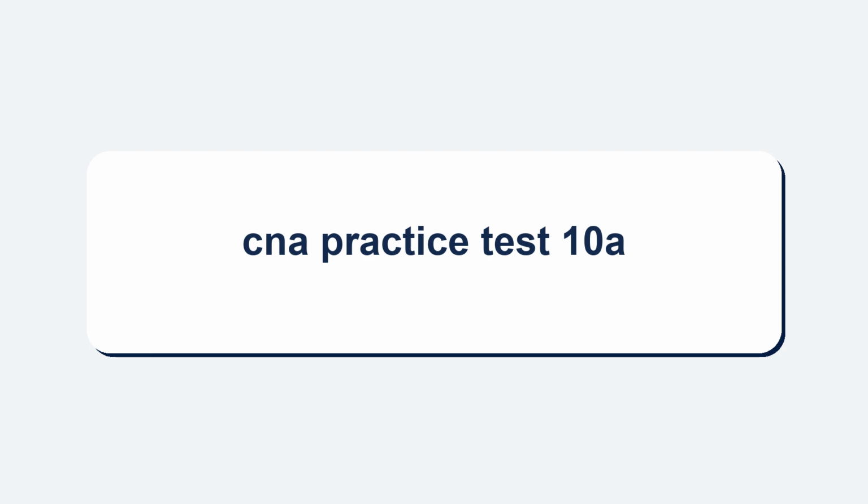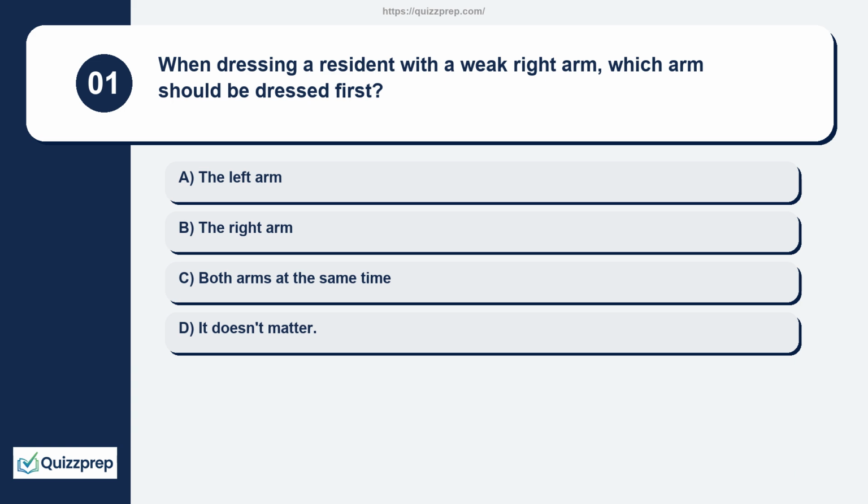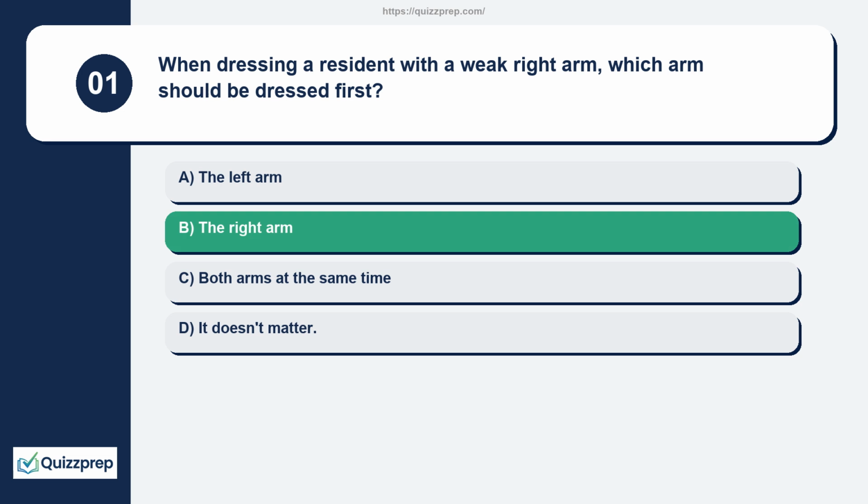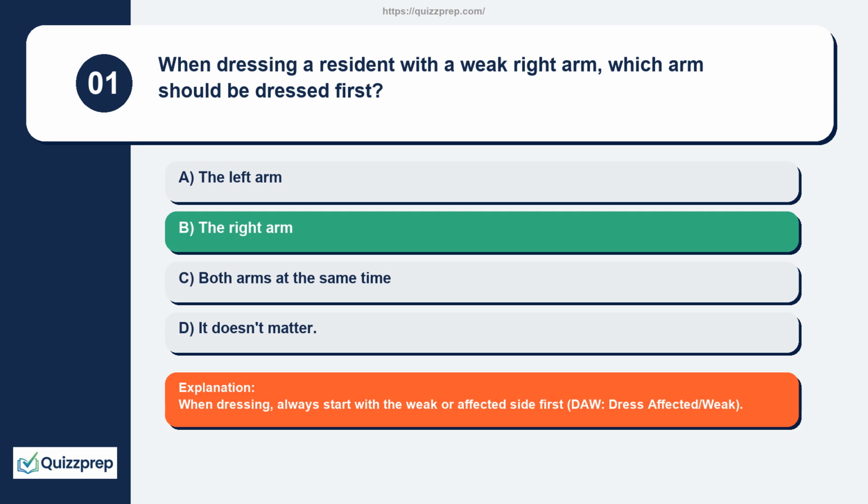CNA Practice Test 10A. Question 1. When dressing a resident with a weak right arm, which arm should be dressed first? The left arm, the right arm, both arms at the same time? It doesn't matter. When dressing, always start with the weak or affected side first. Dress affected/weak.